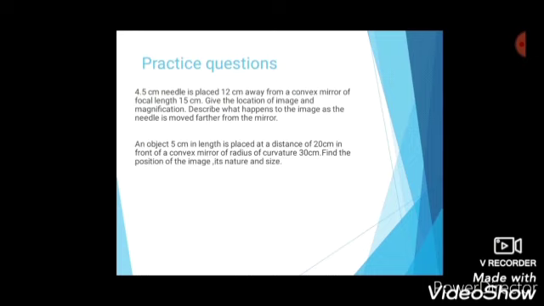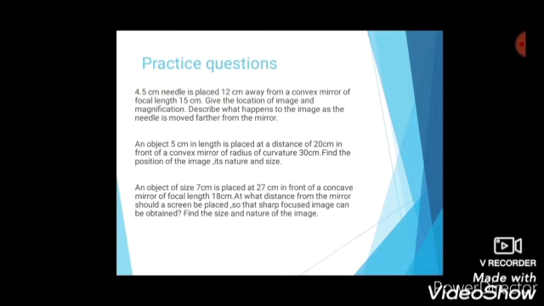Second question: an object 5 centimeter in length is placed at a distance of 20 centimeter in front of a convex mirror of radius of curvature 30 centimeter. Find the position of the image, its nature and size. Third question: an object of size 7 centimeter is placed at 27 centimeter in front of a concave mirror of focal length 18 centimeter. At what distance from the mirror should a screen be placed so that a sharp focused image can be obtained? Find the size and nature of the image.